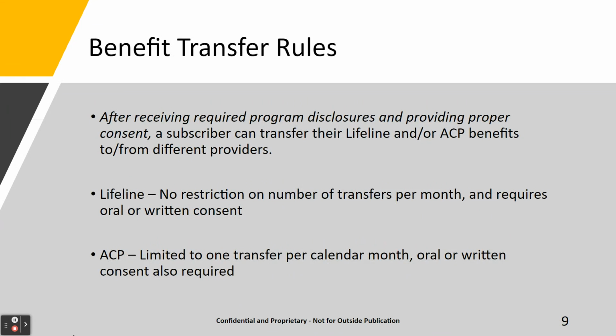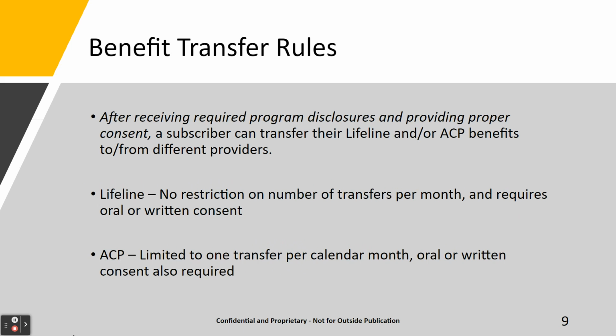This is important because benefit transfers can generate subscriber confusion and complaints. Because we don't like subscriber confusion or complaints, we aim to avoid both. The rules governing benefit transfers in ACP and Lifeline start with the same baseline. Subscribers can transfer benefits, but the ACP has limits on how often subscribers can do that. These limits do not apply to Lifeline.